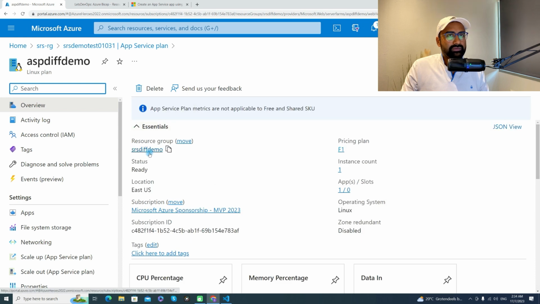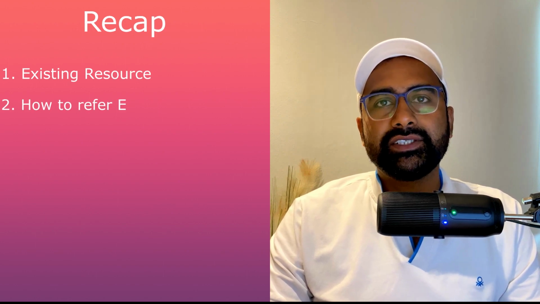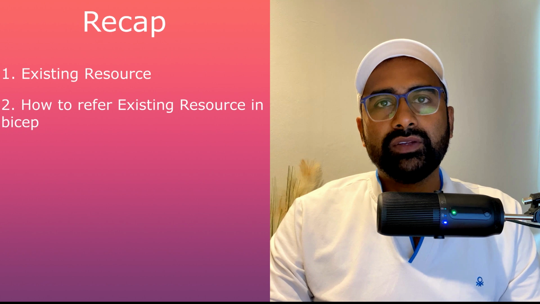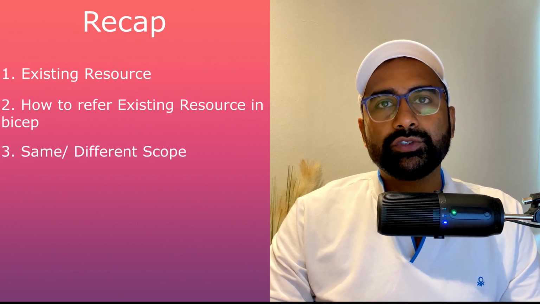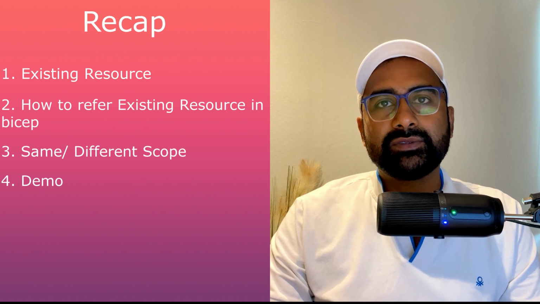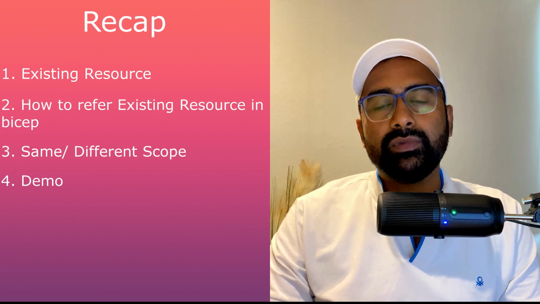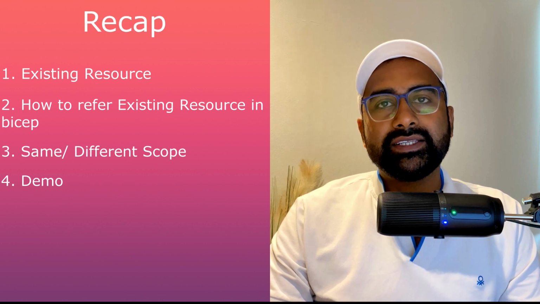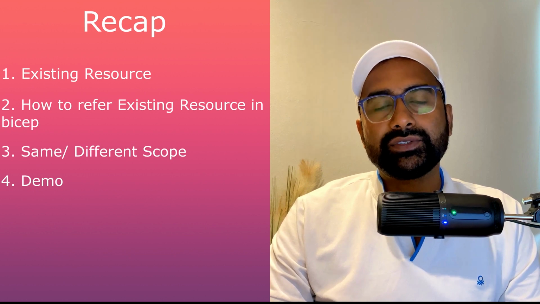Okay, so that's all for the demo. So in this tutorial, first we learned what is an existing resource, how we can refer to an existing resource in Azure Bicep, followed by the architecture, and we also discussed the different scopes available in Azure Bicep. So in our demo, we discussed two different scenarios. First, where we created a web app with an already existing app service plan in the current or same scope, and in the second scenario, we created a web app with an already existing app service plan in a different scope.